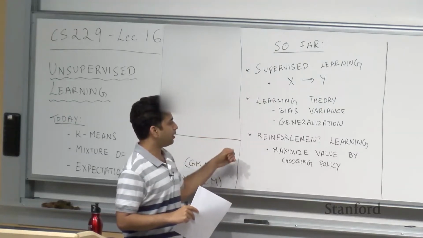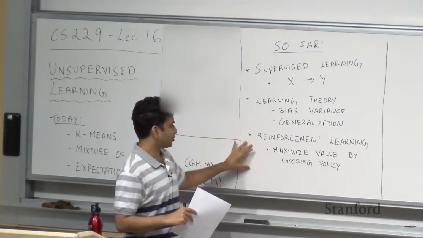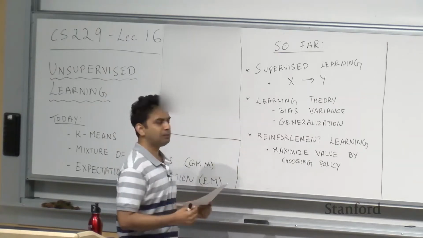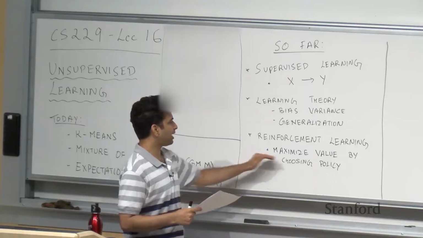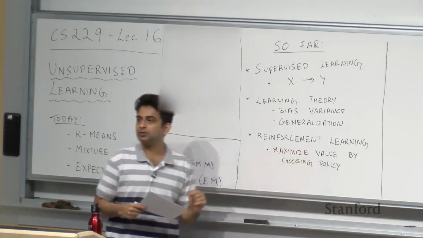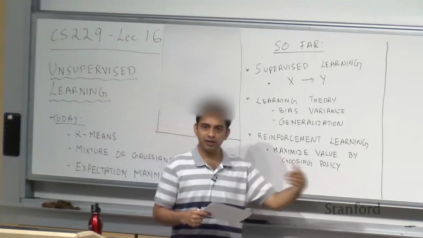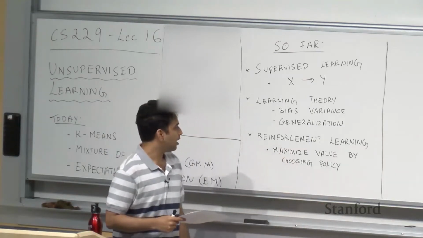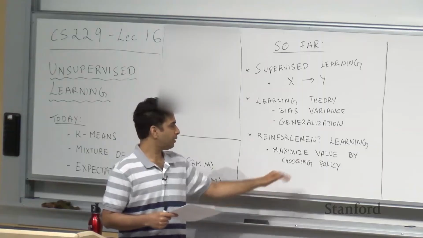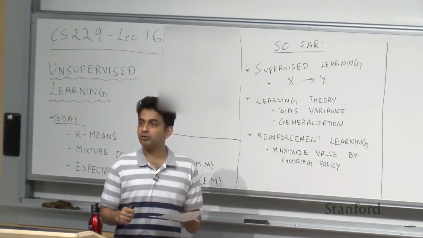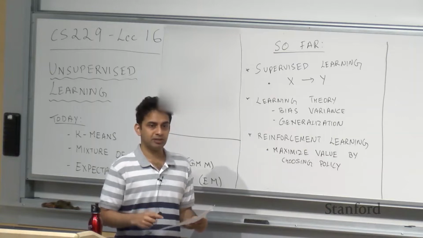And then last week we saw reinforcement learning, where the goal in reinforcement learning is, rather than minimizing some kind of a loss function, we want to maximize the value by choosing a suitable policy, right? And here value is the long-term cumulative sum of discounted rewards, and we want to maximize the long-term reward by choosing a policy. Now the new chapter starting today is unsupervised learning.